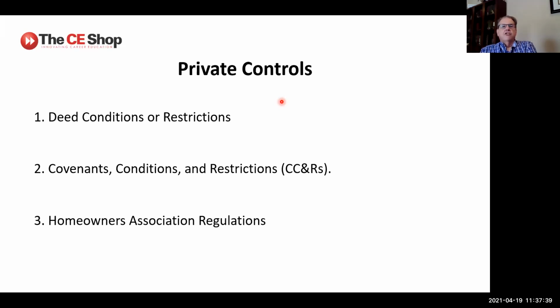Why would I put a condition on the deed? Any one of a million reasons. It could be philosophical, it could be legal, it could be religious, it could be almost anything. One thing, it has to be legal. So in other words, I can't put a condition in the deed that says that you must never sell this property to purple people. That would be illegal. That's a violation of civil rights and fair housing. But practically anything else would be acceptable.